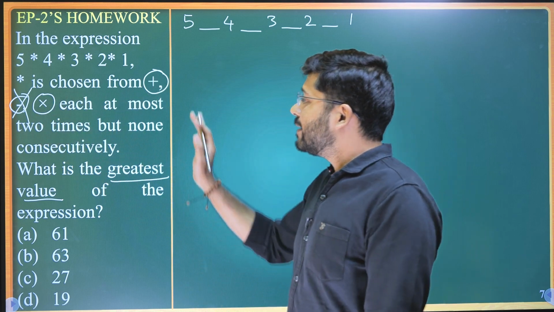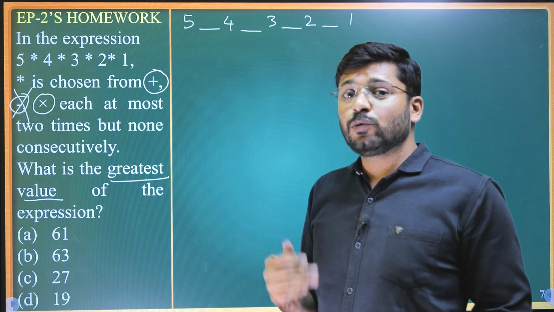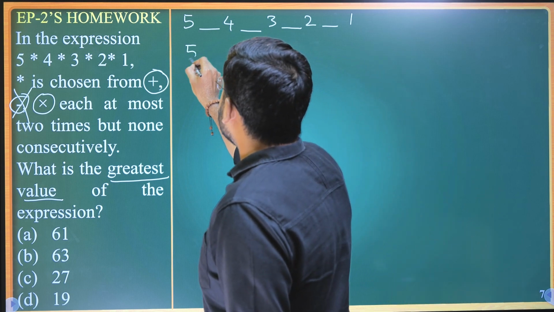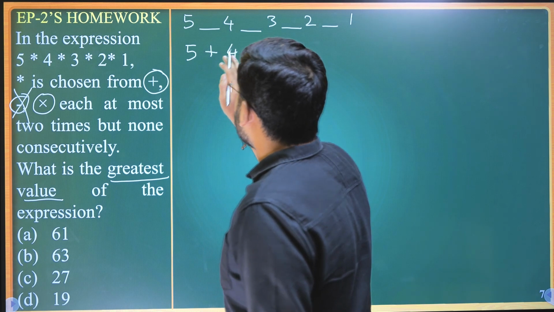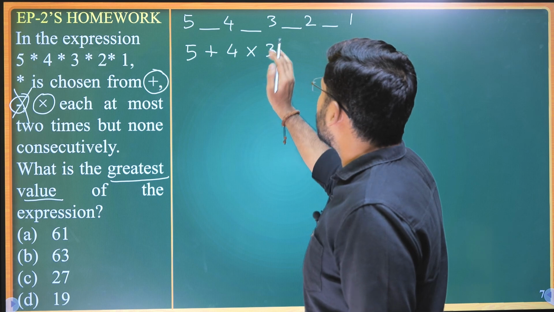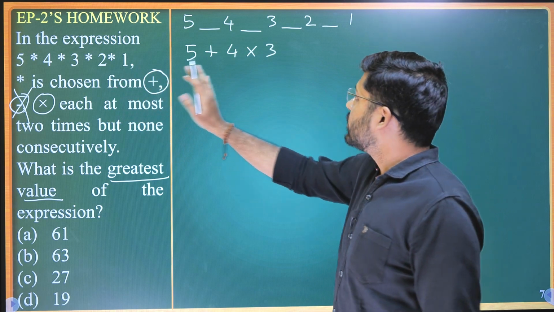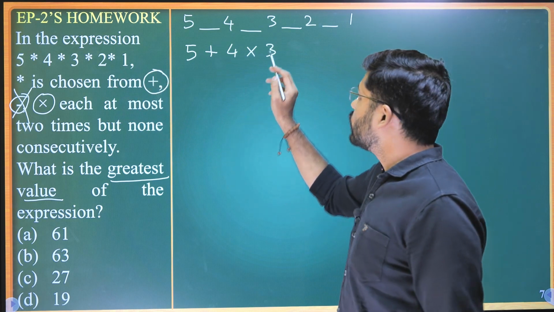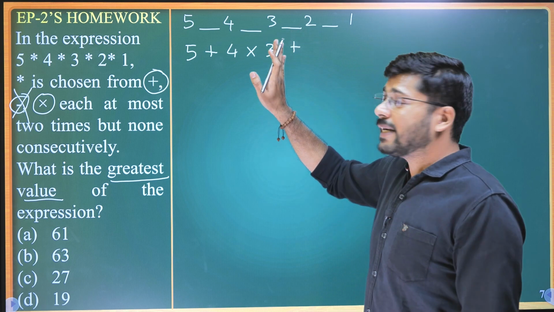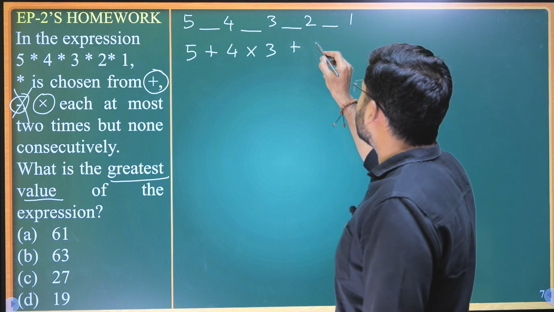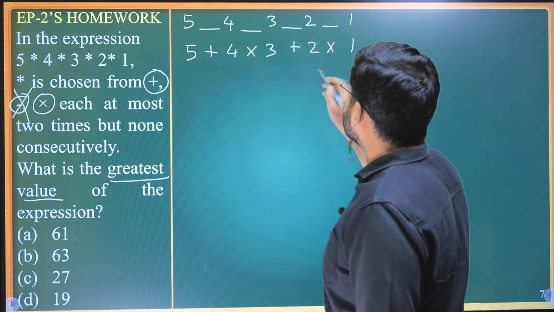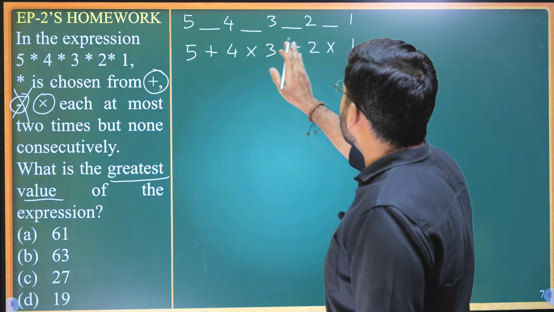There are only 2 possible combinations. You might think that there are multiple. There are only 2. I will tell you how. Let's try putting plus here. If you put plus here, then you are forced to put into here, because we have decided not to use minus. So if it is plus here, it cannot be plus here. So it is into. If it is into, then you can use only plus here, because you cannot use into again. Then we are left with another into. So 5 plus 4 into 3 plus 2 into 1.